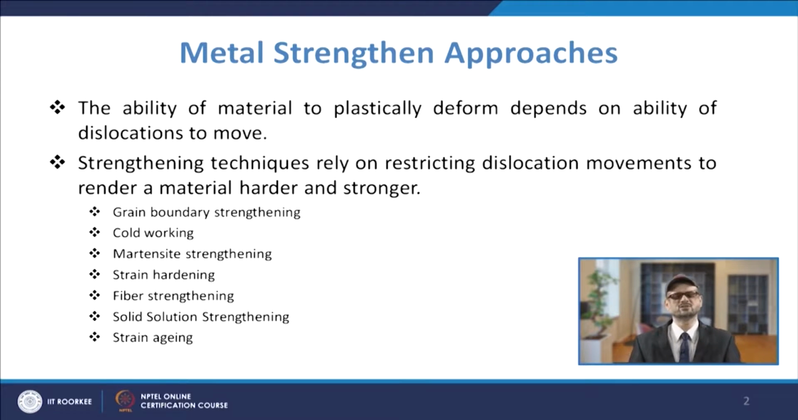Martensite strengthening is because of the transformation product martensite. We have studied that when we increase the cooling rate beyond a certain critical cooling rate, we get martensite, and martensite formation is because of a shear-induced phenomenon. So, it is a diffusionless transformation. In that case a large amount of stresses accumulate, and so strengthening is achieved. Similarly, there is strain hardening.